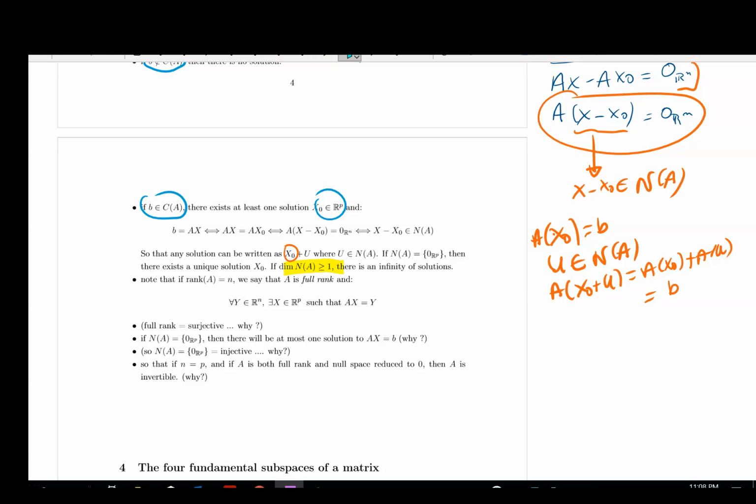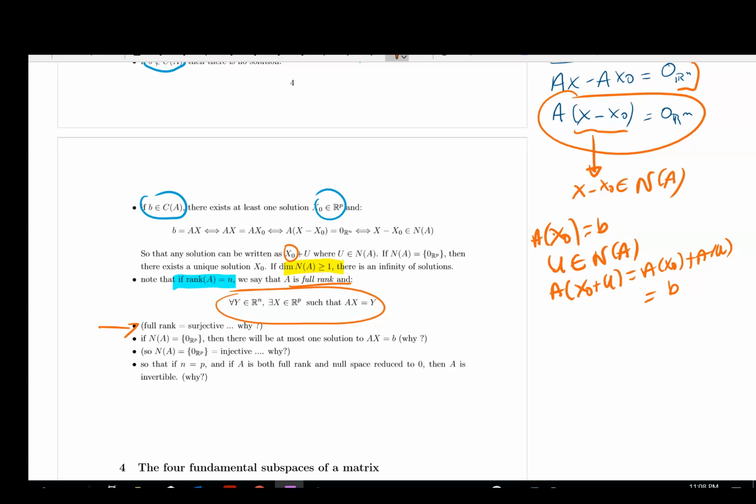Specific cases: if the rank of A is equal to n, that means the column space is the whole image space, all of Rn. A vocabulary point: we say that A is full rank, and then we know that for all y in Rn, I can solve this equation. Think why this is related to surjectivity. Well, it's obvious.